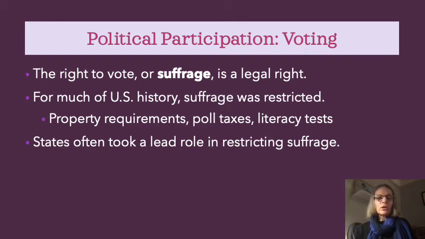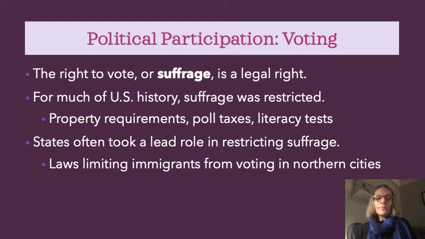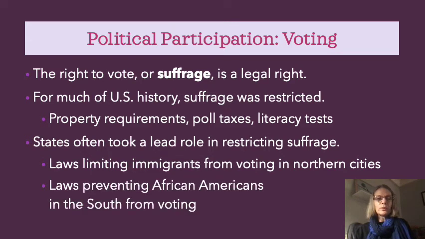So states often took a lead in restricting suffrage. States would have laws limiting immigrants from voting in northern cities. As we have waves of European immigration coming into the northern cities like New York, local cities and states would put restrictions in place saying, nope, we don't want you participating in our politics. And so immigrants were restricted. And obviously there were laws preventing African Americans in the South from voting, even after the passage of the 15th Amendment, that prohibits discrimination on the basis of race when it comes to voting.